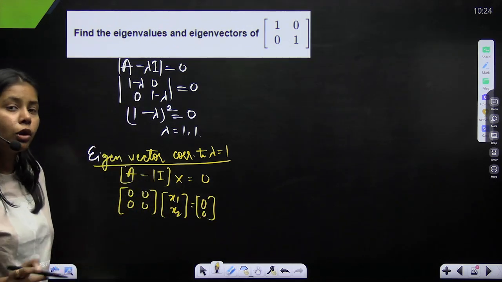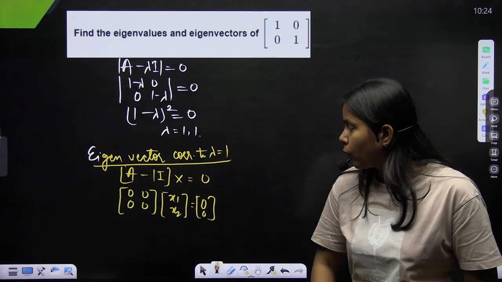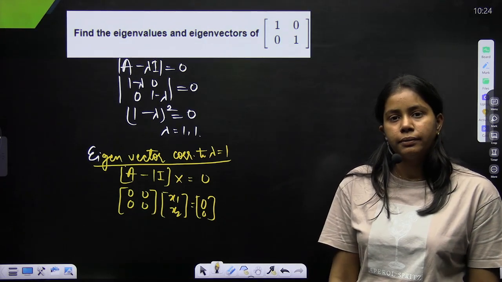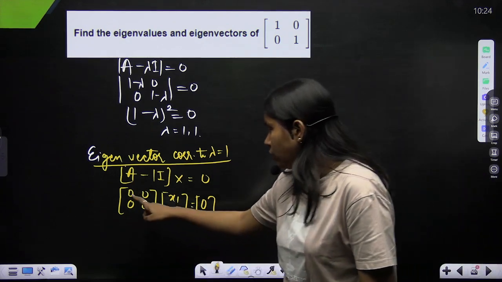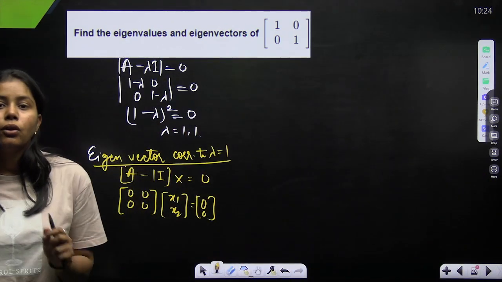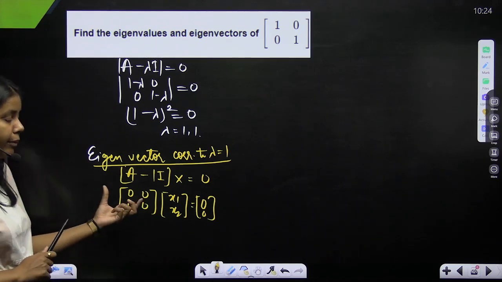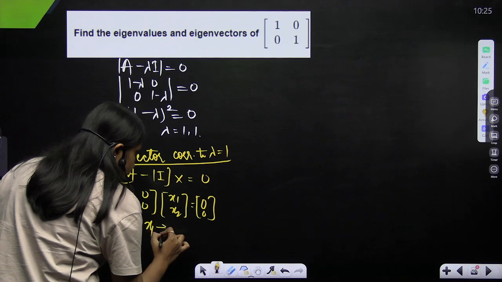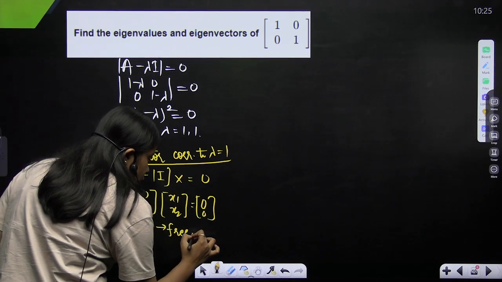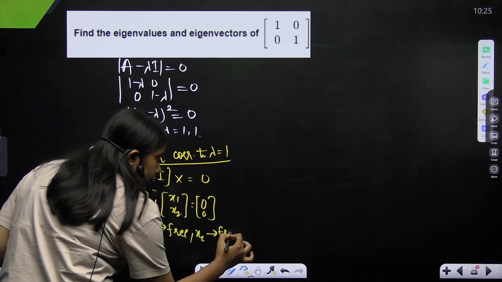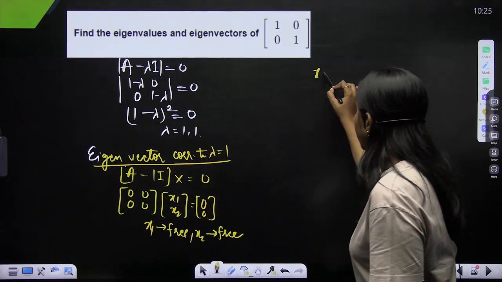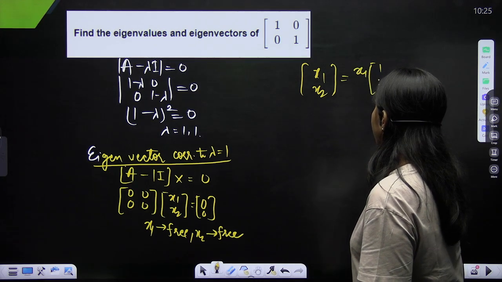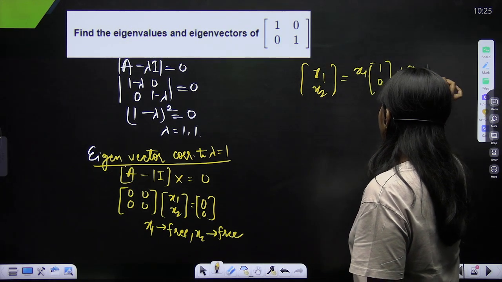Can you think of the solution here? Just pause the video and think what the solution can be. What would be the values of x1 and x2 here? How would you solve that? If you look, there is no pivot entry, no first non-zero element in the matrix. That means both variables are free variables. So can I say that x1 is my free variable and x2 is also my free variable? I can take any values for them. So the solution looks like x1 times (1, 0) plus x2 times (0, 1).